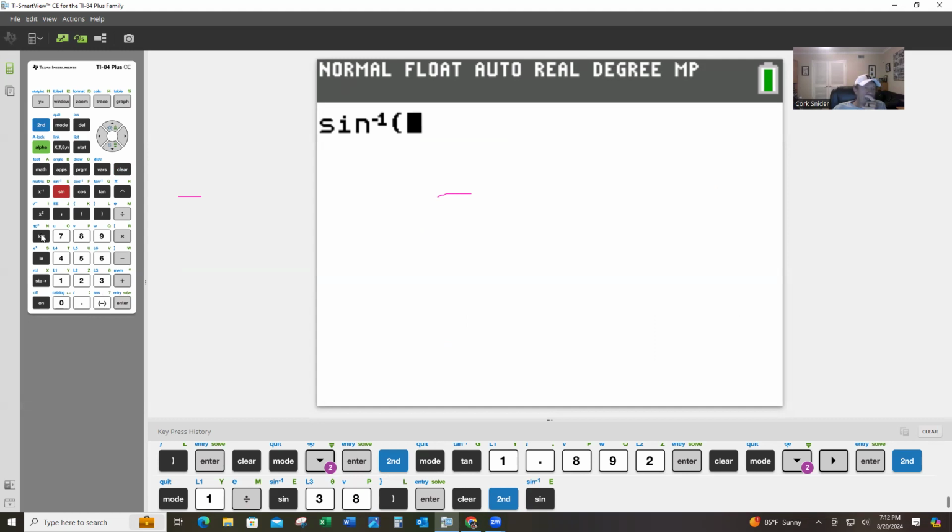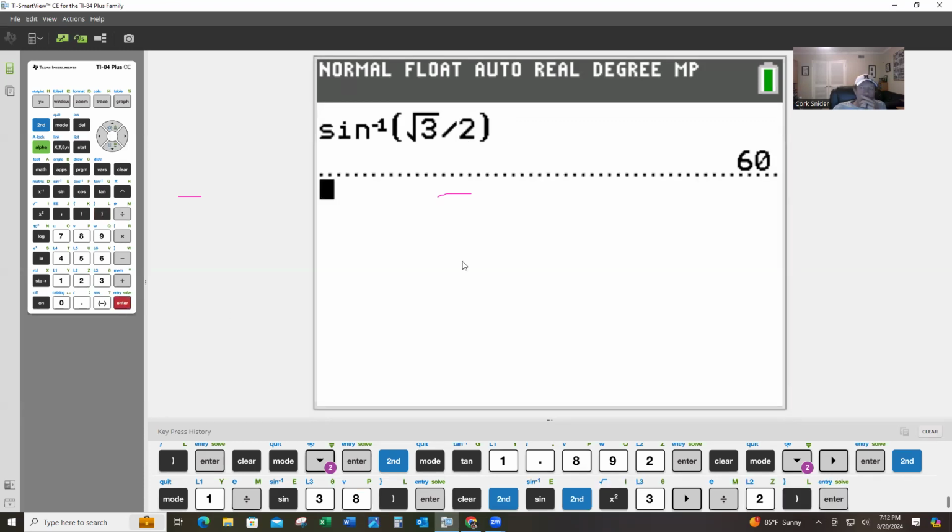And I'm asking what angle has a sine of radical, where is the radical? Second, there it is, radical 3. Make up a space here, space, divided by 2. There we go. You have to play with whatever calculator you're using. And it's going to give me, it's always going to give you, or often going to give you the first quadrant answer. So let me explain this.